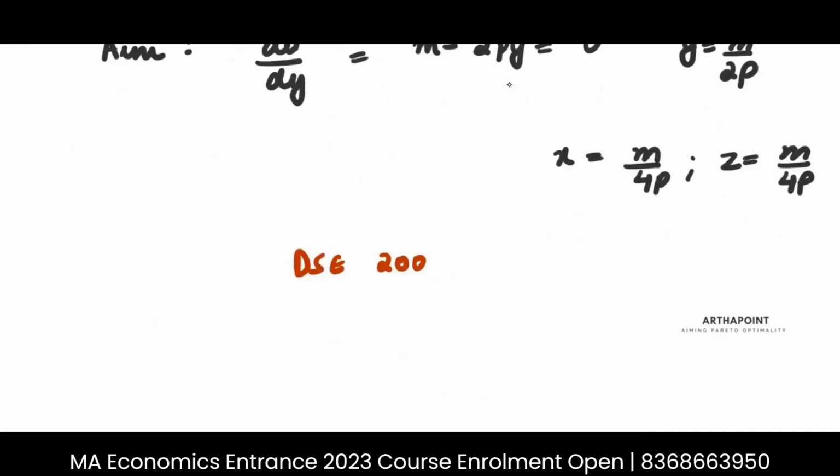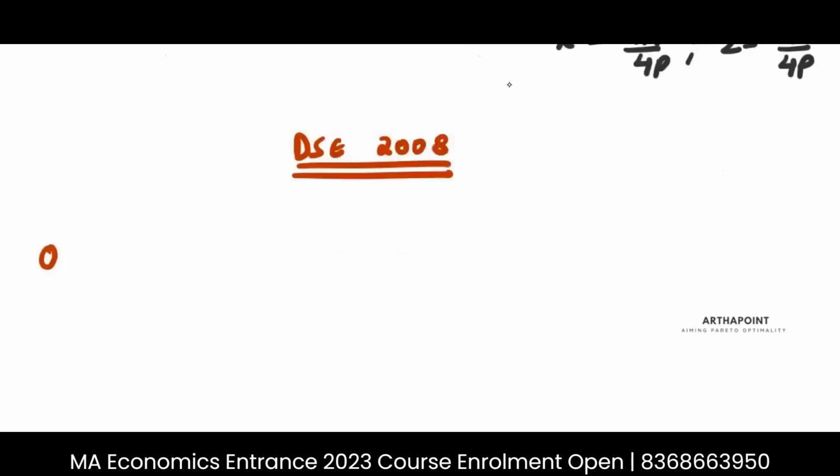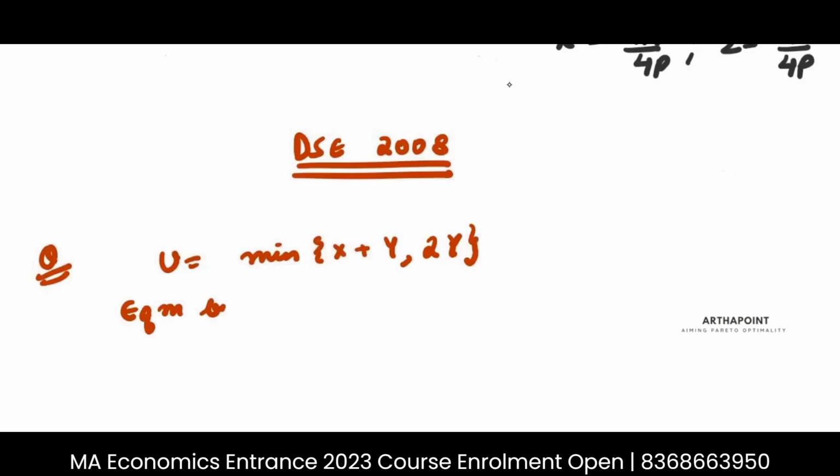2008 question. The question is this. It says your utility function is min of x plus y, comma 2y. It's a good question. It says the equilibrium bundle, which is already given to you, x star, y star, is equal to 3, 3.